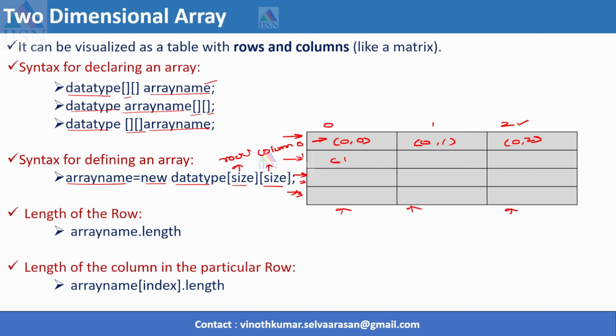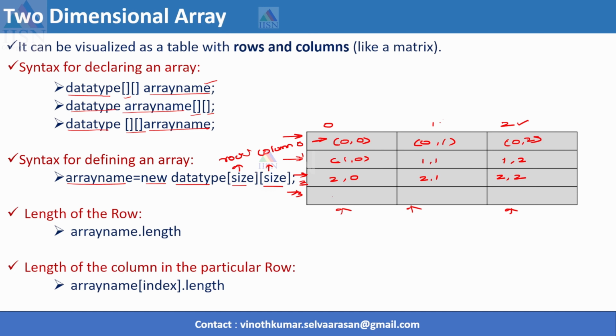The same is applicable here. Row is 1 and column is 0. Row is 1 and column is 1. Row is 1 and column is 2. So here you see the index location is 2, right? Row is 2 and column is 0. Row is 2 and column is 1. Row is 2 and column is 2.